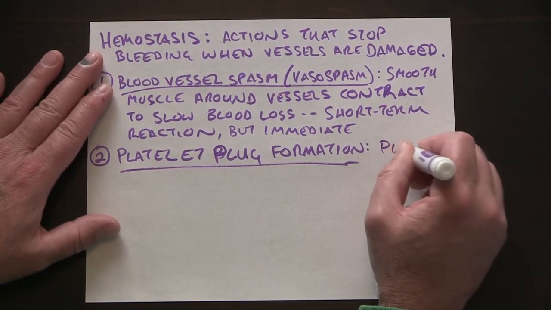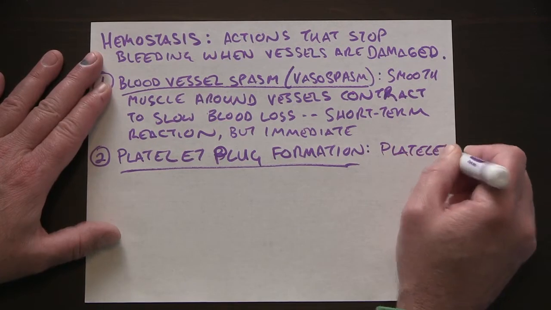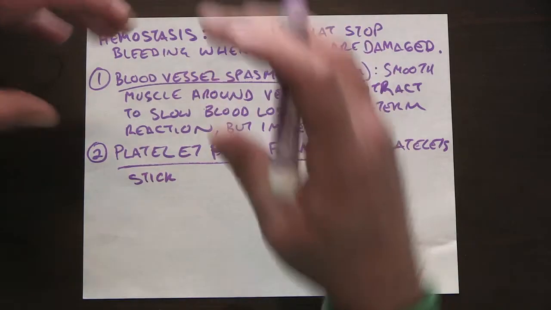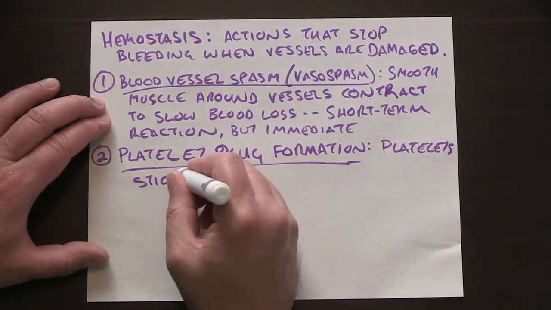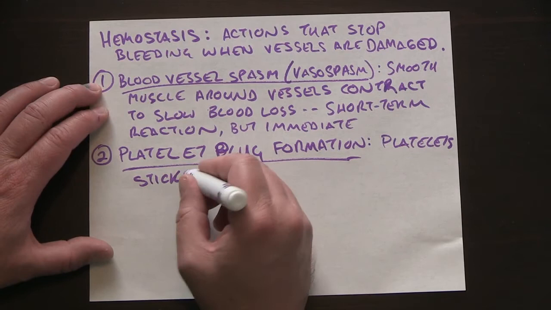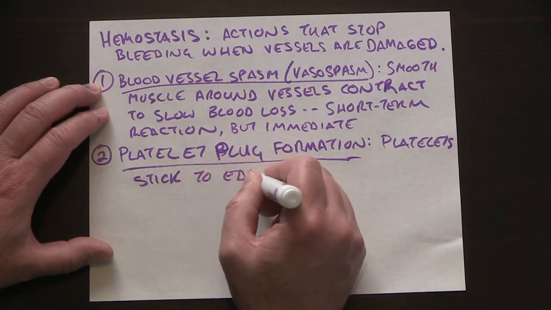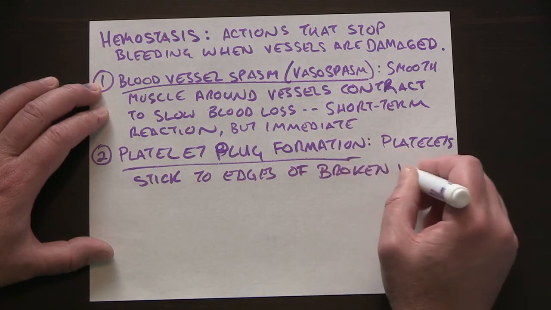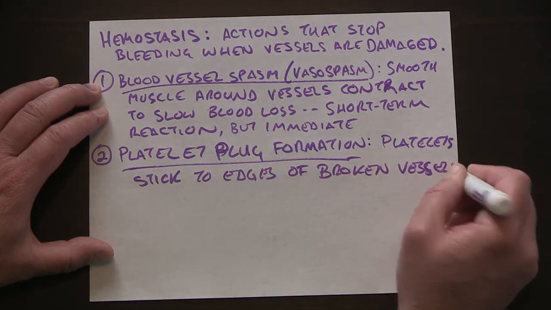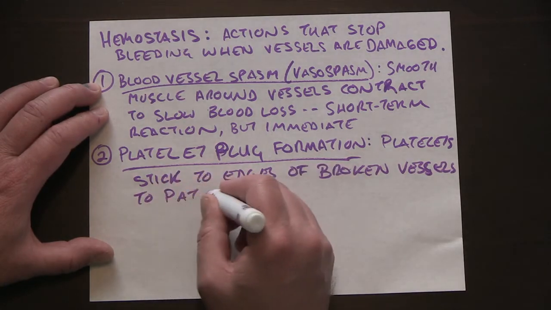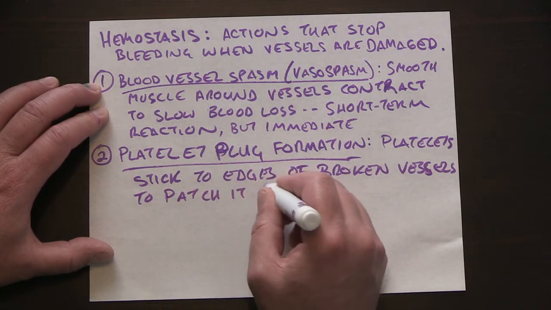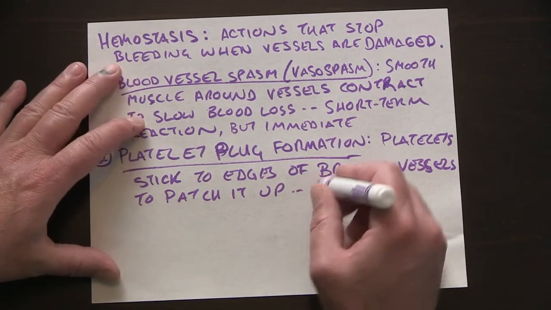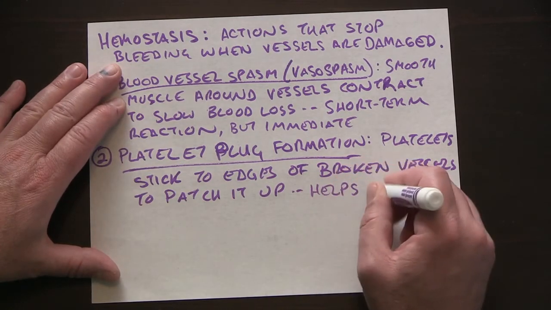So this is when the platelets, remember the fragments of cells, they stick to the edges of the damaged blood vessel and basically start to kind of pile up and help keep the blood from bleeding out. Stick to the edges. Broken blood vessels to sort of patch it up. So this helps prevent blood loss.